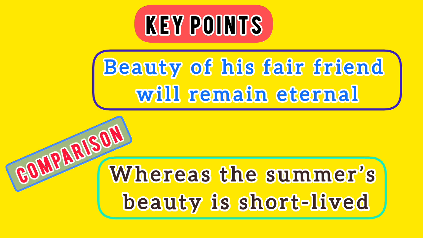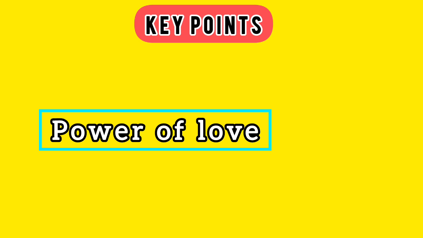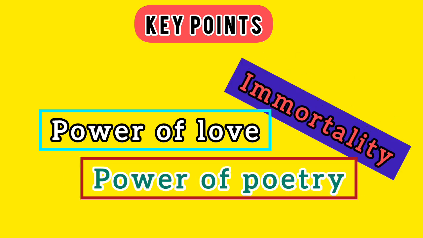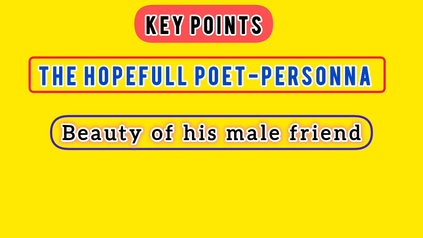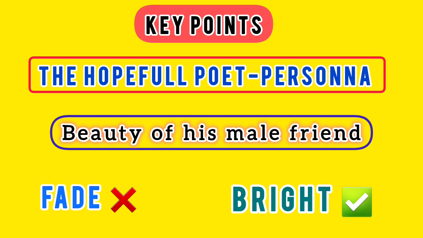of the summer season. The poet speaker refers to the power of love in giving immortality to his male friend. The poet persona also compares the beauty of his fair friend with the transient, fleeting beauty of the summer season. The same poet persona also becomes hopeful about the beauty of his friend, which will never fade.